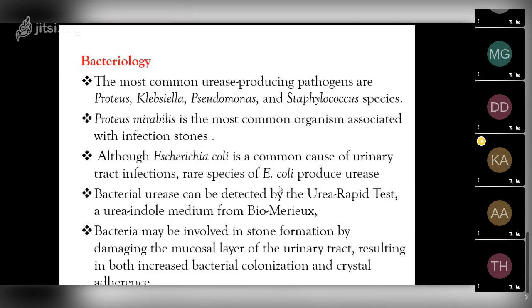Although Escherichia coli is a common cause of urinary tract infections, rare strains can produce urease, and bacterial urease can be detected by urea rapid test and urea indole medium from bioMérieux. Bacteria may be involved in stone formation by damaging the mucosal layer of the urinary tract, resulting in both increased crystal adhesion and nucleation.